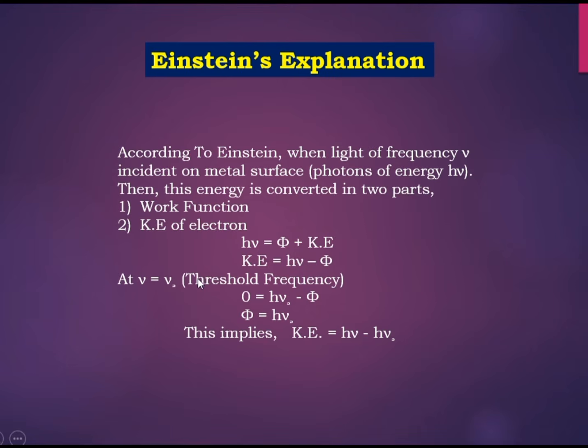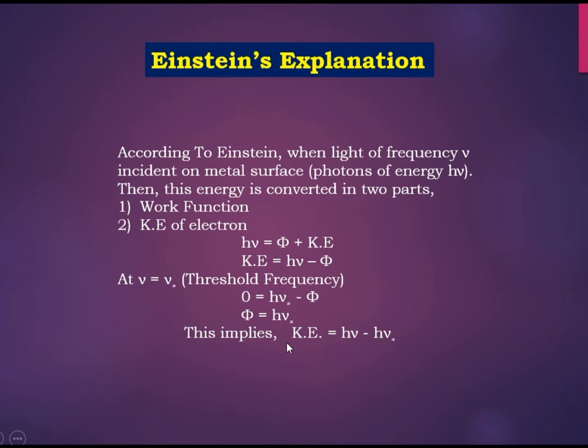So when the frequency of the incident photon is exactly equal to the threshold frequency, what will happen? There will be no kinetic energy provided to the electron. The electron will just get ejected from the metal surface. It will not gain any kinetic energy. So kinetic energy will be 0, and since nu is equal to nu naught for the threshold frequency, the work function phi is h nu naught. So this implies that the work function will be equal to h nu naught.